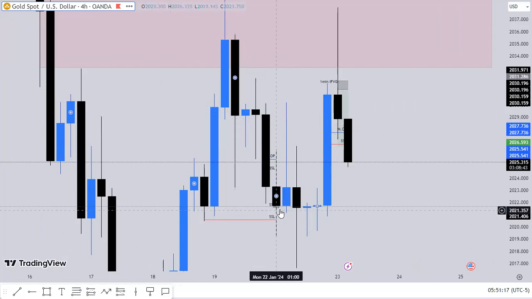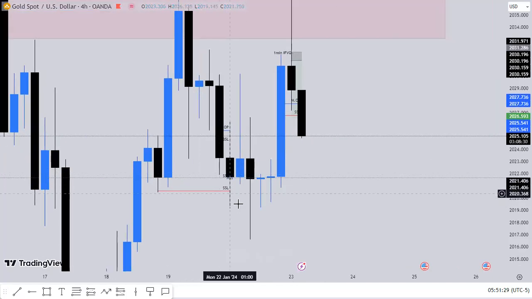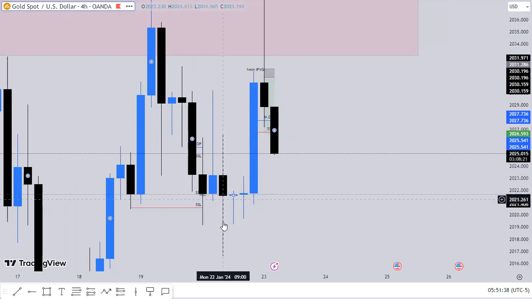So here price closed below it, so it became an inversion. Price went up, dug to it, then went down to take the sell side liquidity. After taking sell side liquidity, price went up, then down, then up. This is the consolidation that we were talking about in the lower time frame. And yesterday, price went up to the upside.